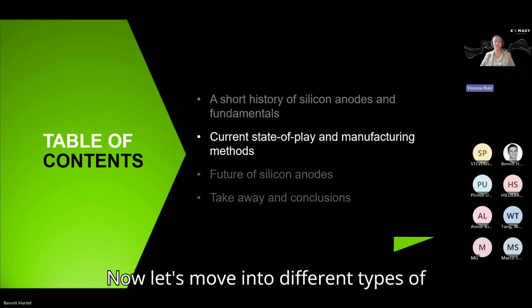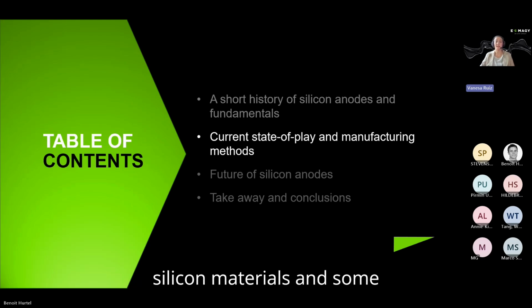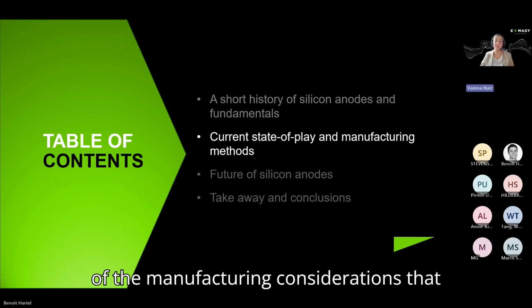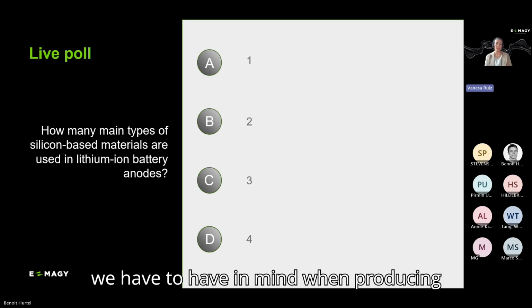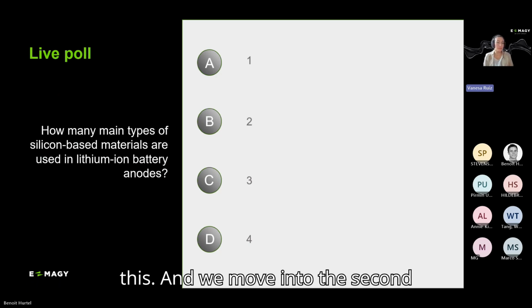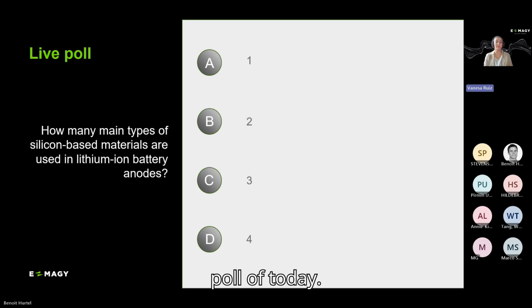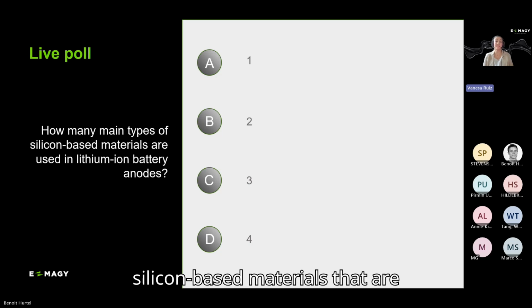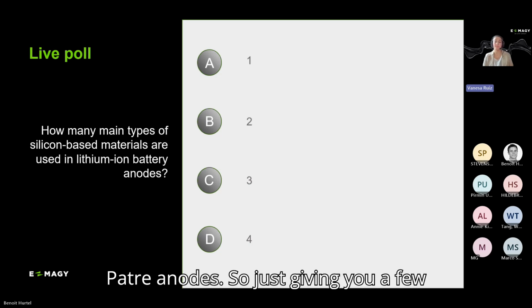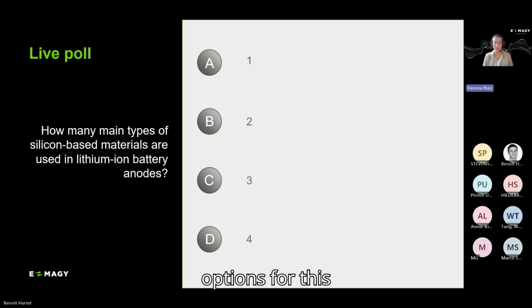Now let's move into different types of silicon materials and some of the manufacturing considerations that we have to have in mind when producing this. And we move into the second poll of today. How many types do you think there are of silicon-based materials that are currently being used in lithium-ion battery anodes? So, just giving you a few options for this question.